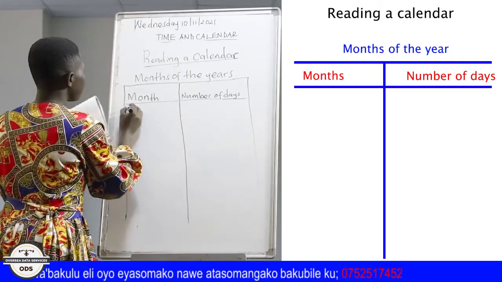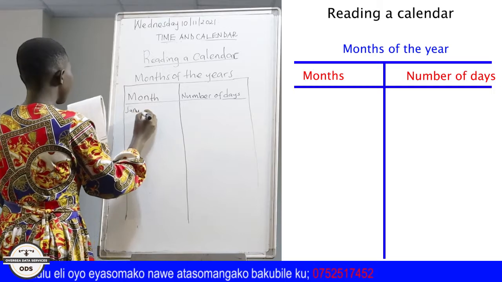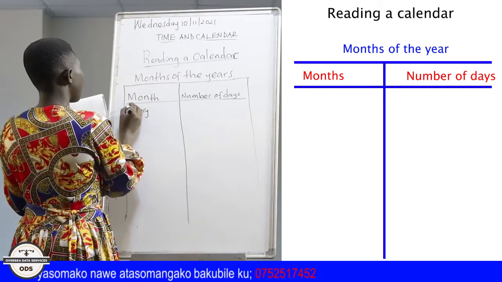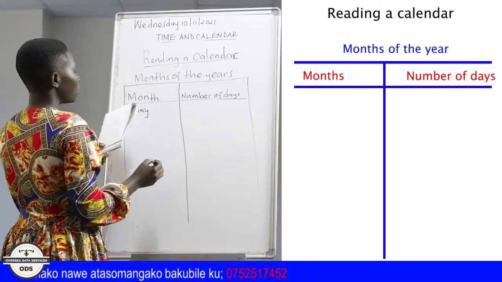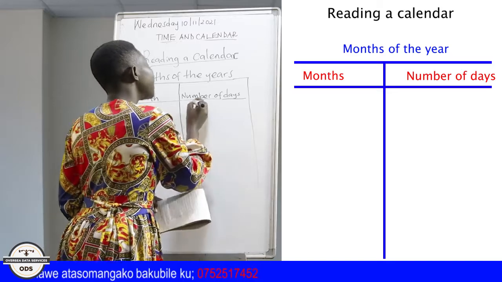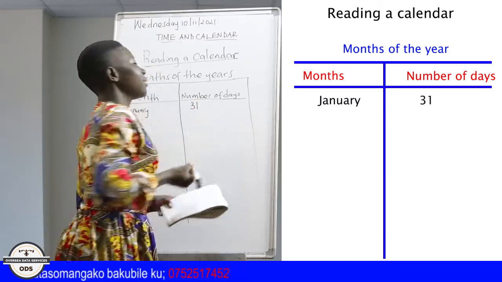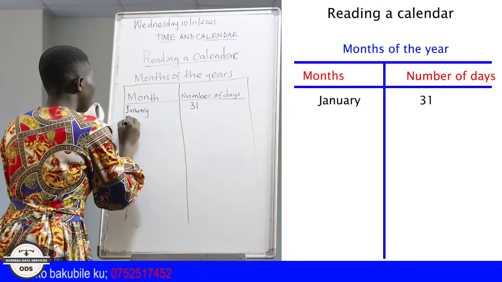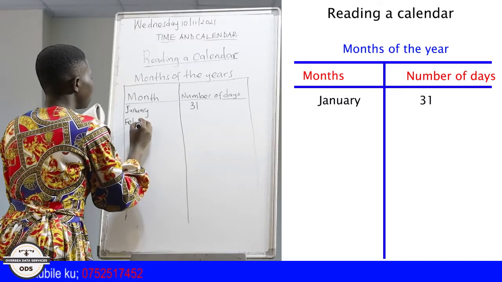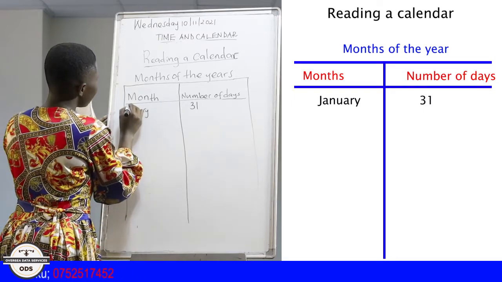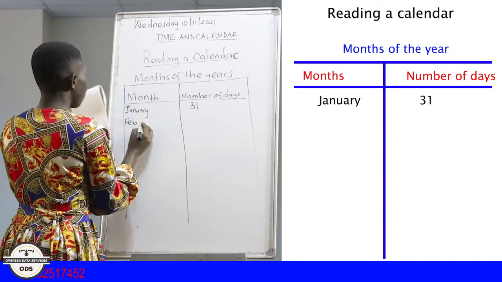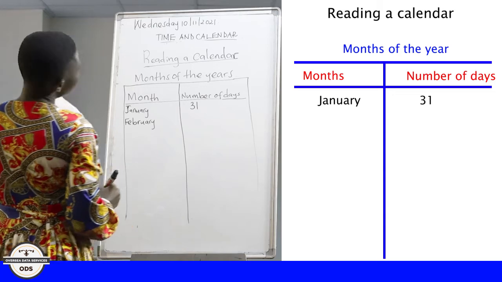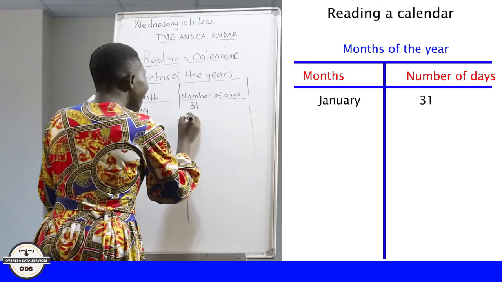Let us first see January. January is the first month of the year, and it has 31 days. What about February? We call it February, like that, and it has 28 days.